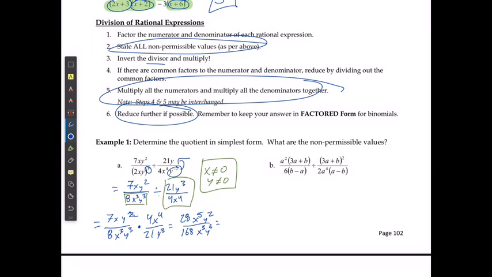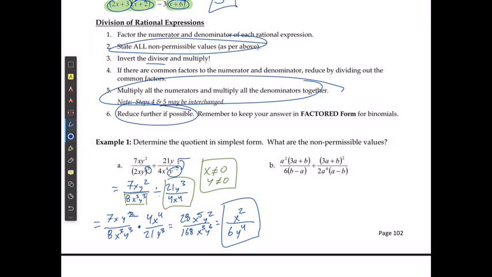Simplify the coefficients, and I'm just going to wind up with 1 over 6, or just a 6 in the denominator. I take away 3 x's from the top and the bottom, and I have x squared on the top, and I take away 2 y's from the top and the bottom, I have 4 y's on the bottom, and there is my reduced expression.